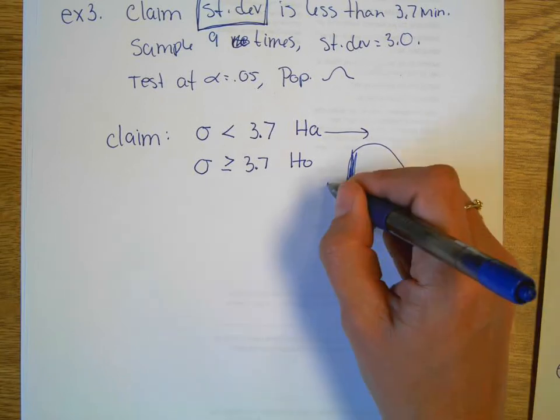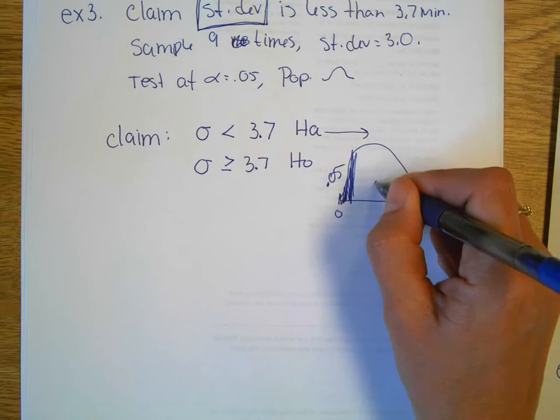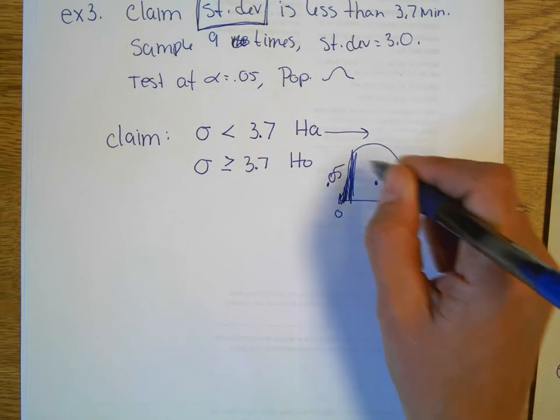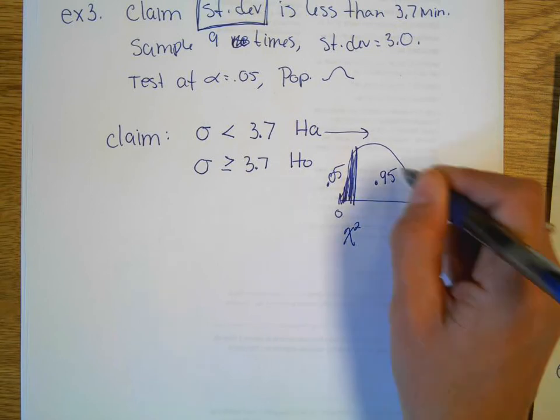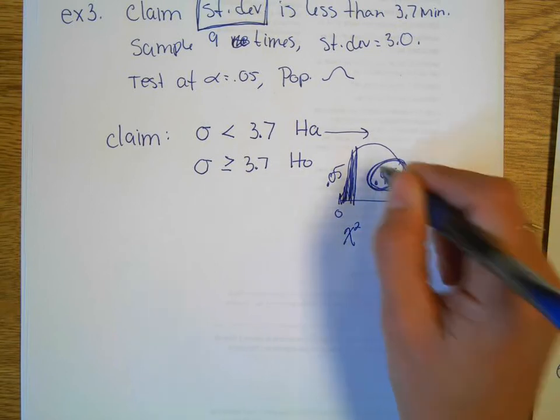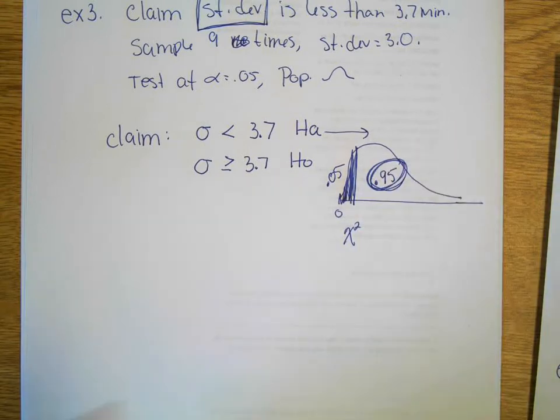Let's see, we got .05 and we've got .95. So which one are you going to use? Use the .95. Good choice. Well, let's perform now on the test.